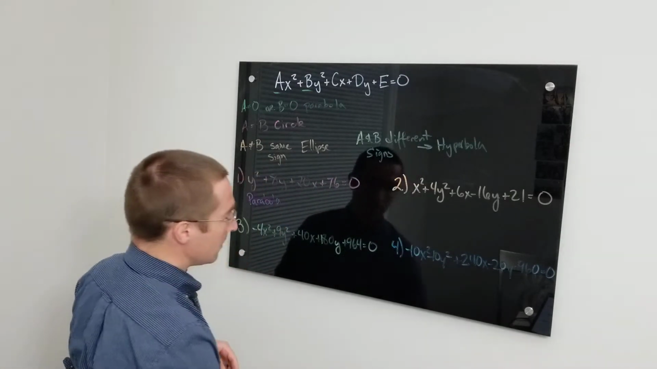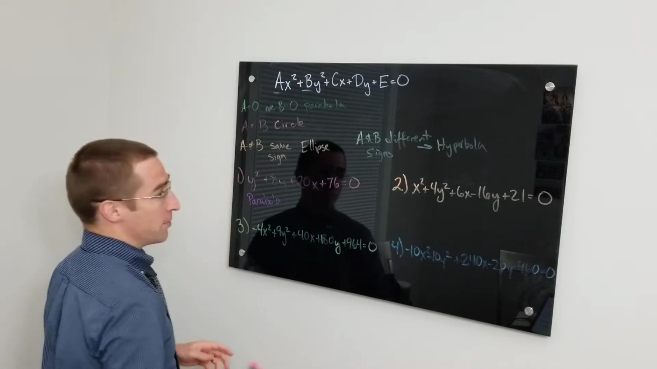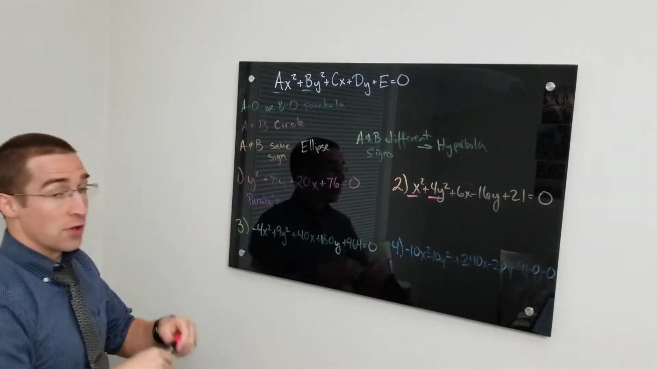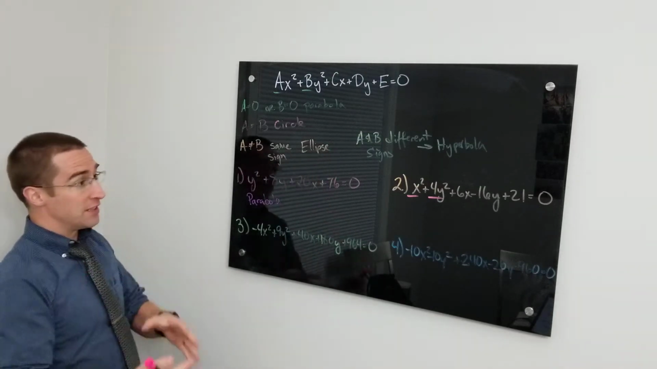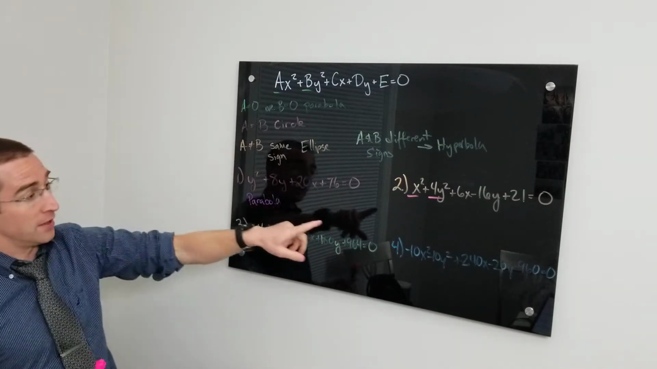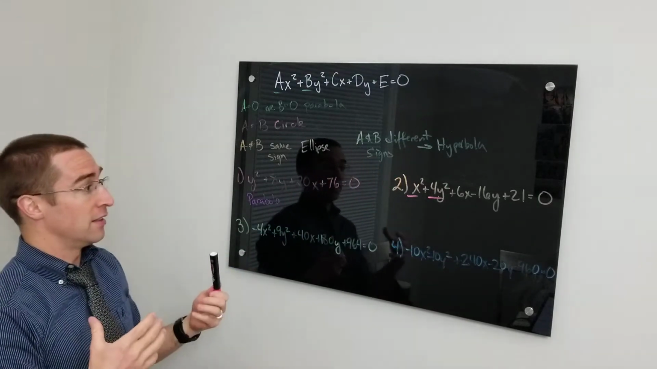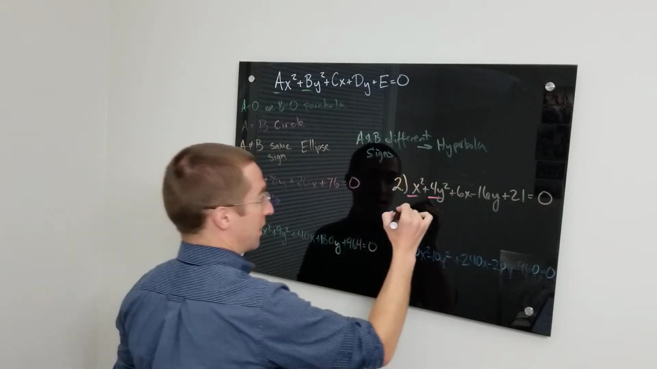All right, let's look at problem 2. In problem 2, we have an x squared and a 4y squared. So they're both positive and they are different numbers. So A is not equal to B. The x squared and y squared coefficients are different and they're both positive. So here we get an ellipse.